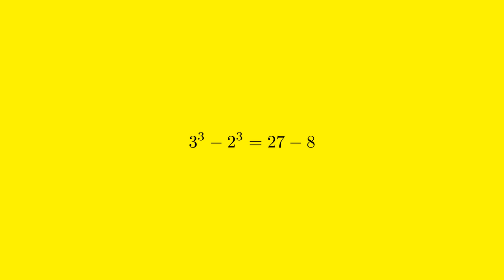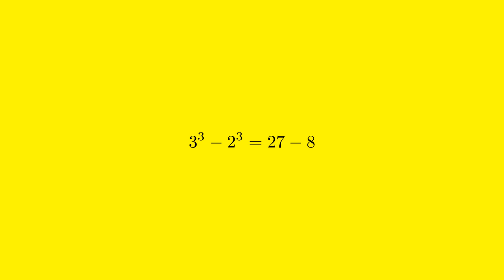To solve the problem 3 raised to the power of 3 minus 2 raised to the power of 3, let's first break it down by evaluating each exponentiation separately. Begin by calculating the first part of the expression. 3 raised to the power of 3 means multiplying 3 by itself 3 times. 3 multiplied by 3 equals 9. Then multiply 9 by 3. 9 multiplied by 3 equals 27. So, 3 raised to the power of 3 equals 27.